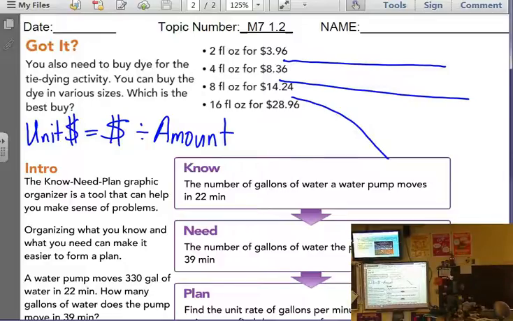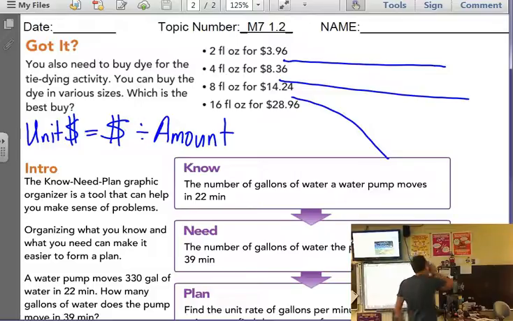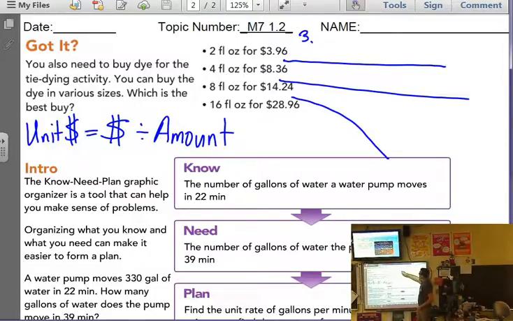So let me review it with everyone and see if it makes any sense. So make sure that you get written down what I have written down. So for my first one here, I'm going to take my 3.96 and divide it by my 2 because it's dollars divided by amount. And that comes out to give me a unit price. Acacia?